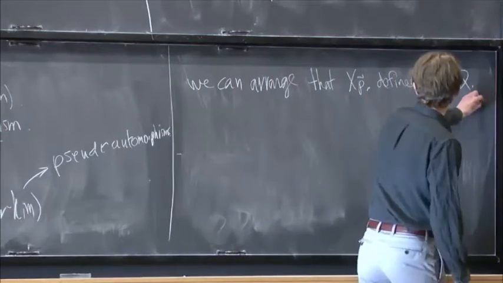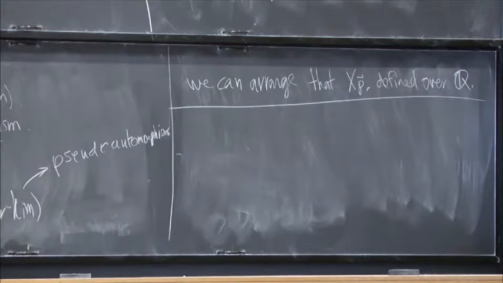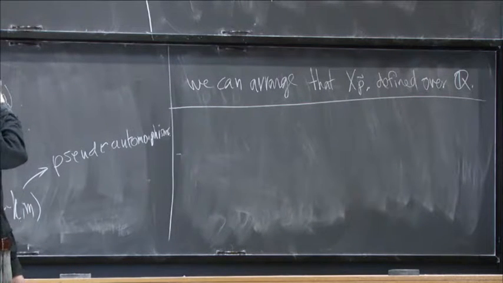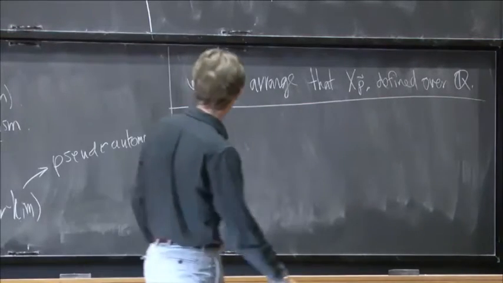OK, I have just a couple more minutes. So let me say something about this line bundle that's nef, but 0 on many curves. Any question about the construction so far? All right.